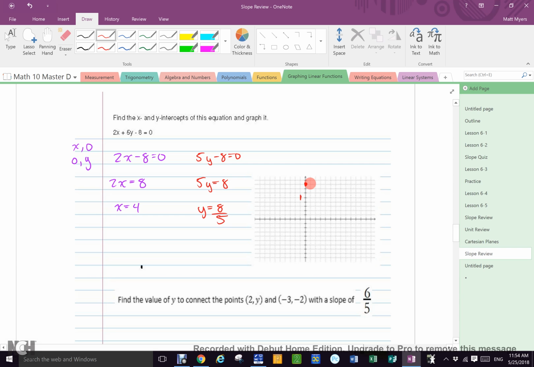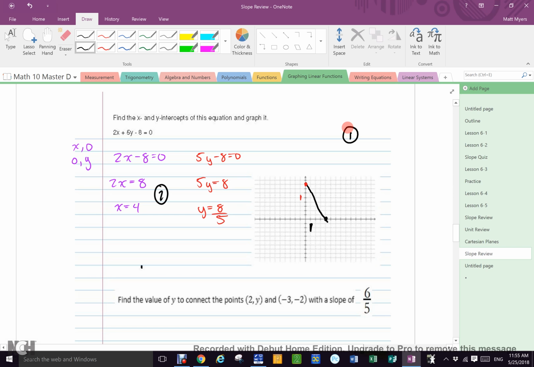Now, can I keep the same scale on the x-axis? No, because to get to 4, if I'm going by fifths, I need 20 squares. I do not have 20 squares. So I must leave the x-axis as 1. So I go out to 1, 2, 3, 4, and I put my dot, and I make that line. You get 2 for the algebra, you get 1 for the graph.